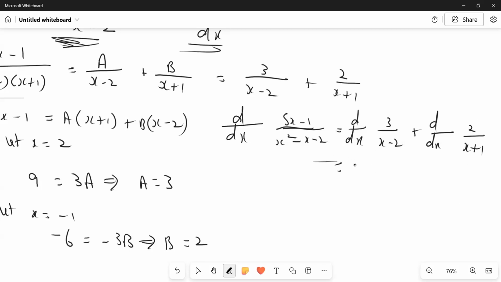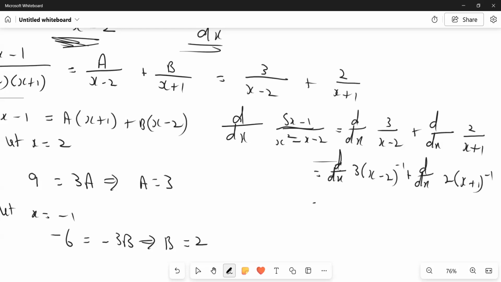You can write that as 3 bracket x minus 2 to the minus 1, d/dx of that, plus d/dx of 2 bracket x plus 1, to the minus 1, right? To the minus 1. Can you see that using your little bit of algebra? I don't know if you can remember your little algebra.